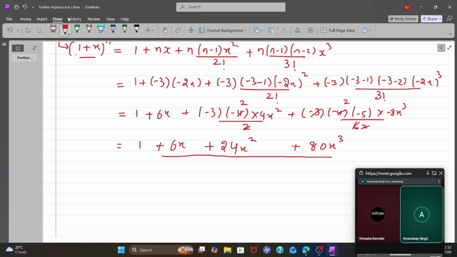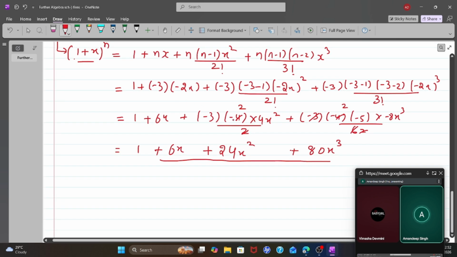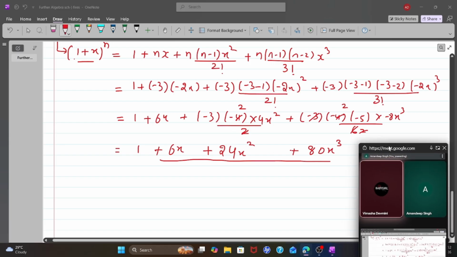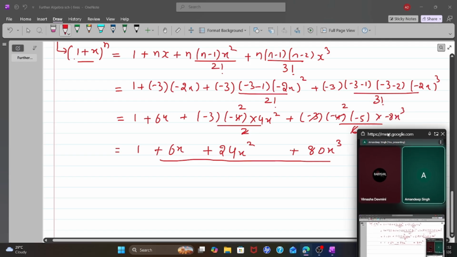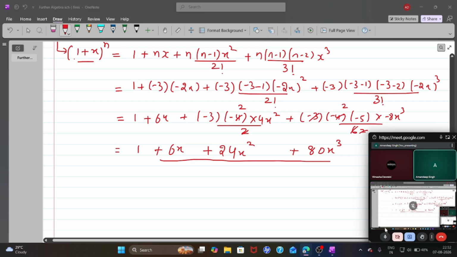So this is all about the expansion of binomial. Do you want me to explain the validity now, or do you want to note it first? I'm going to note it first. Okay.